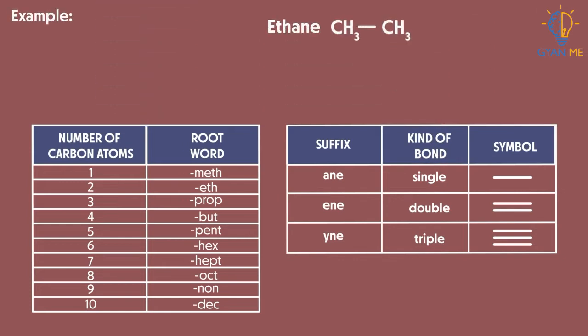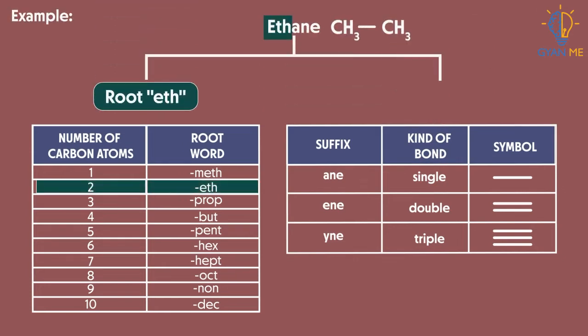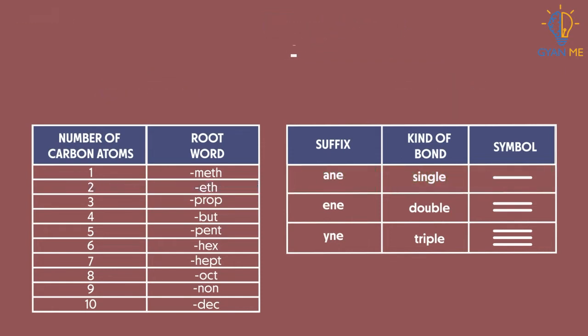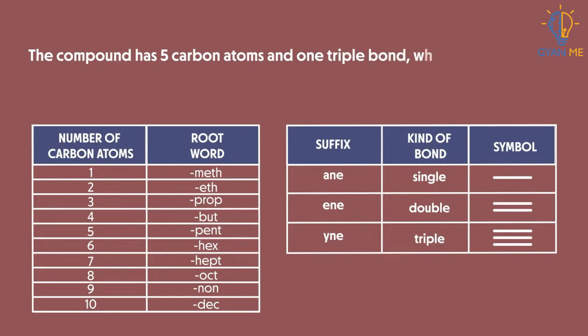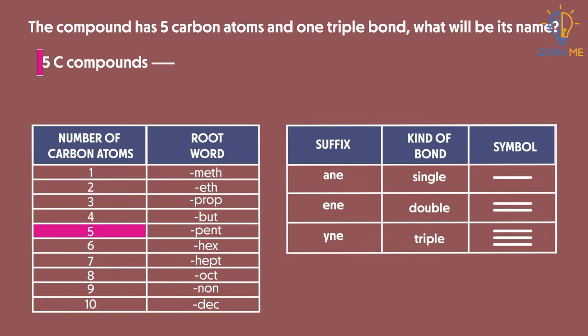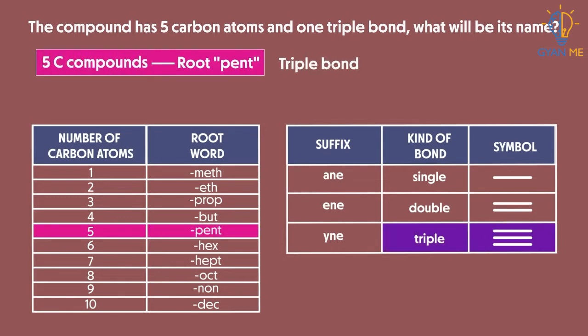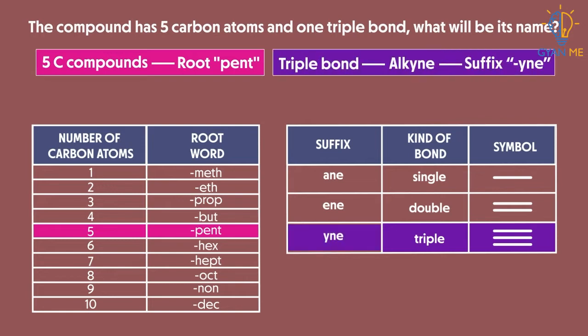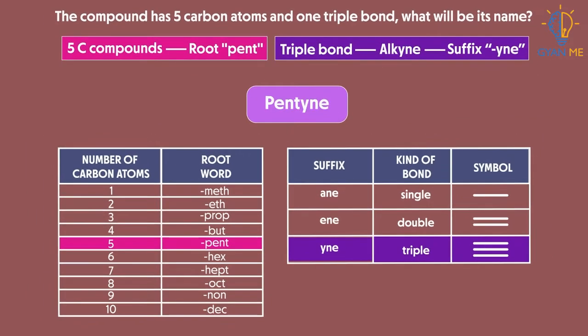For example, ethane has root eth, which means it has two carbon atoms, and suffix ane, which means it has all single covalent bonds. Now, if I tell you the compound has 5 carbon atoms and 1 triple bond, what will be its name? Yes, we know that a 5 carbon compound has a root called pent, and since it has a triple bond, it belongs to the family of unsaturated hydrocarbon alkynes, and thus the suffix -yne. So the name will be pentyne.